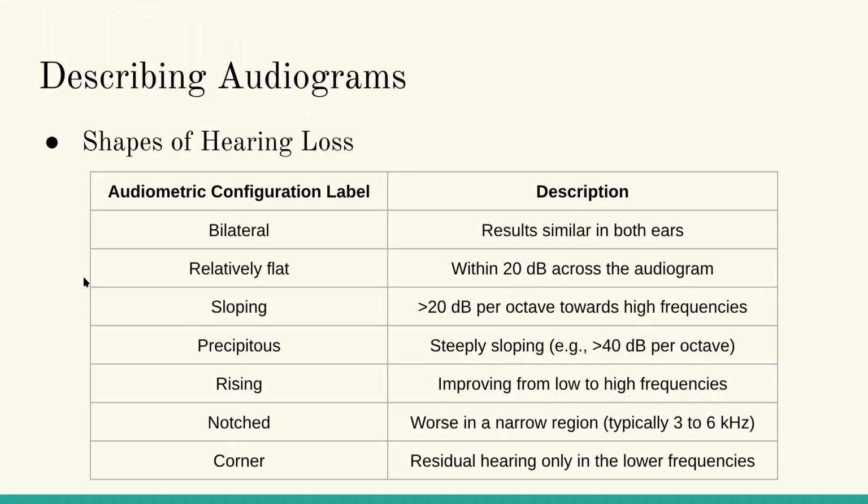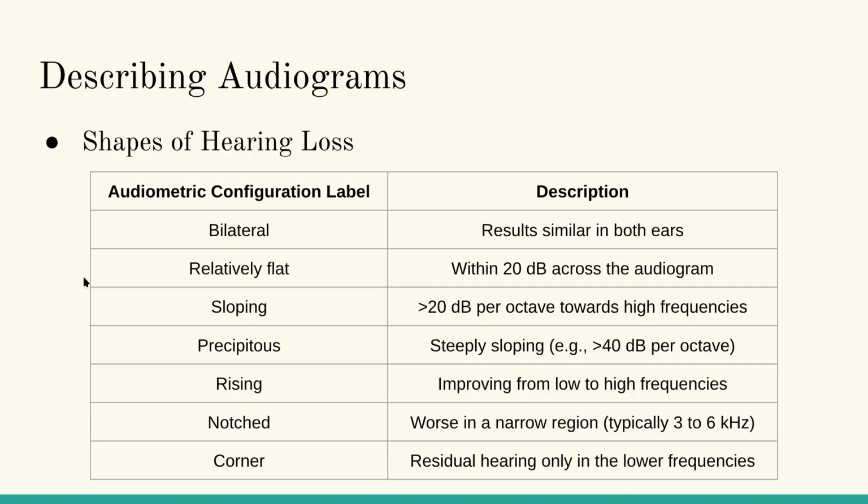So these are some audiometric configuration labels. Symmetrical means the results are similar in both ears. Bilateral just means there's a hearing loss in both ears. So that's a little bit off there.